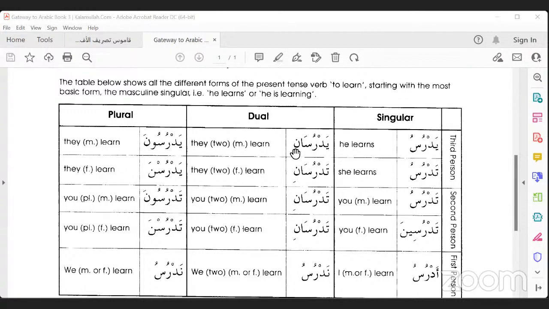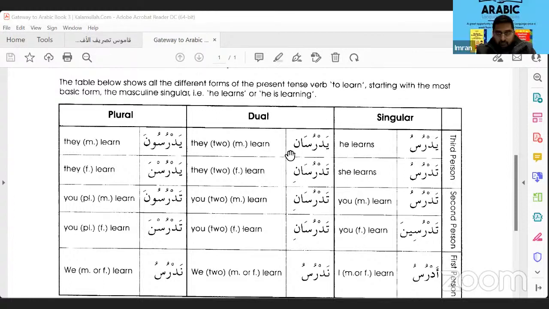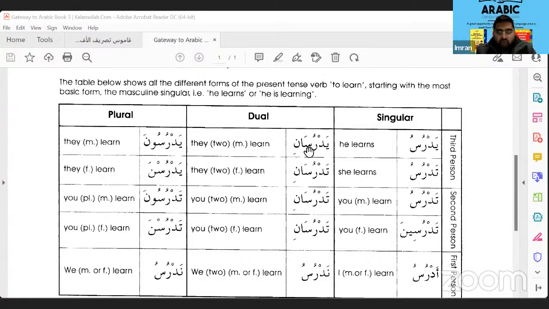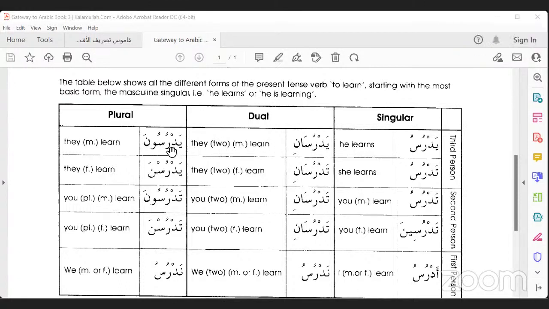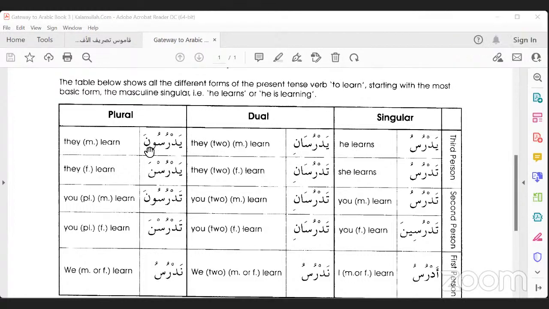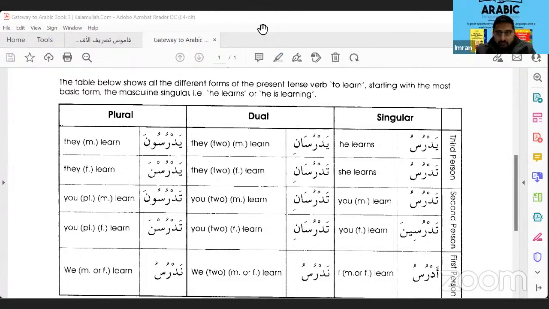Yadrusu, he learns. Yadrusani, they two may learn. Correct. Yadrusuna, they may learn. Excellent. So what's the difference between yadrusani and yadrusuna? Because there are two males, and that one is more than two. Exactly. Alif noon with a kasra is the sign of dual, and the sign of plural present tense is waw and na. Excellent, very good. Thank you.